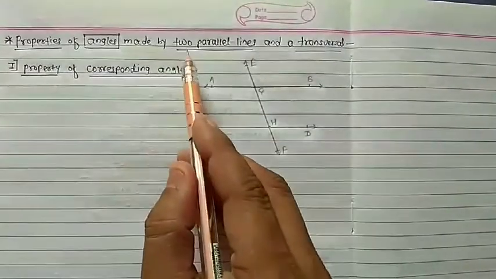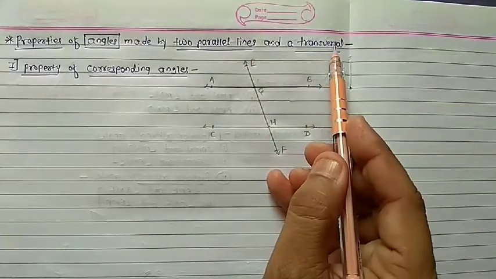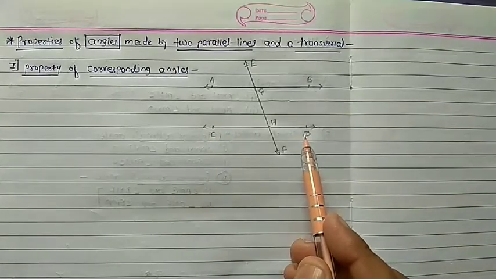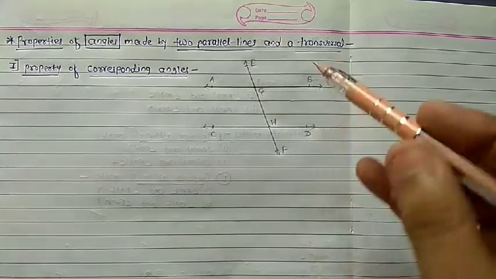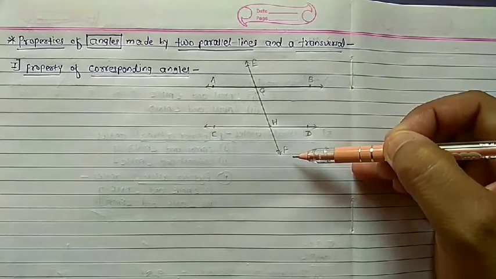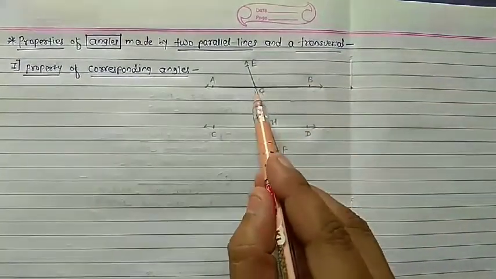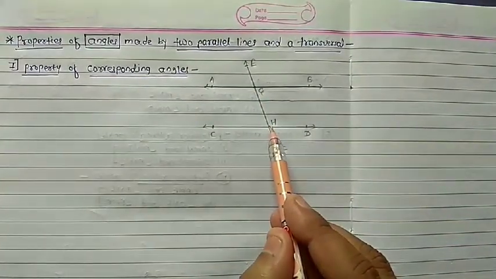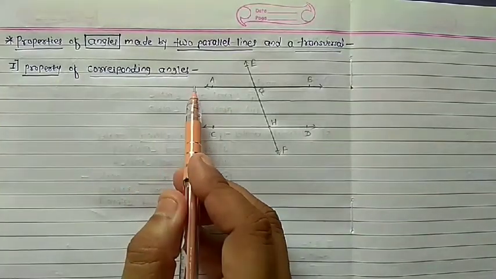Properties of angles made by two parallel lines and a transversal. For this, line AB and line CD, these two lines are parallel to each other, and the third line EF is called the transversal because this line EF intersects the two parallel lines at two distinct points G and H respectively. So here the property number 1 is property of corresponding angles.